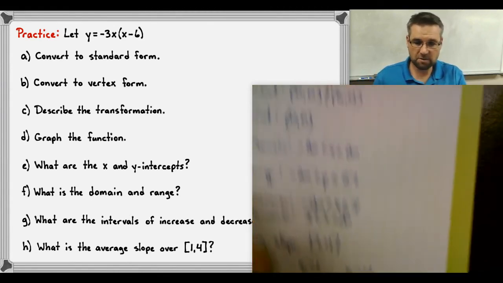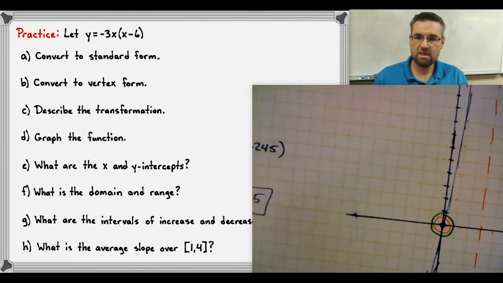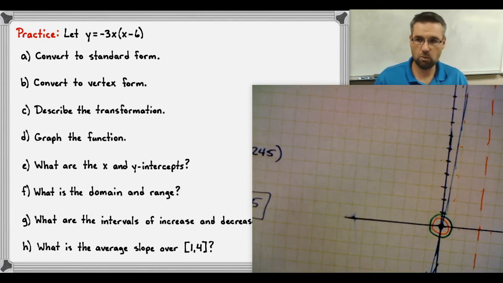All right, that wraps up the lesson for today. The main purpose of this lesson was to be able to convert standard form into vertex form. And so the bottom line is, if you can find the vertex using x equals negative b over 2a, and then plug that in to find the y value, then you can use those values to plug into the vertex form and you have it.